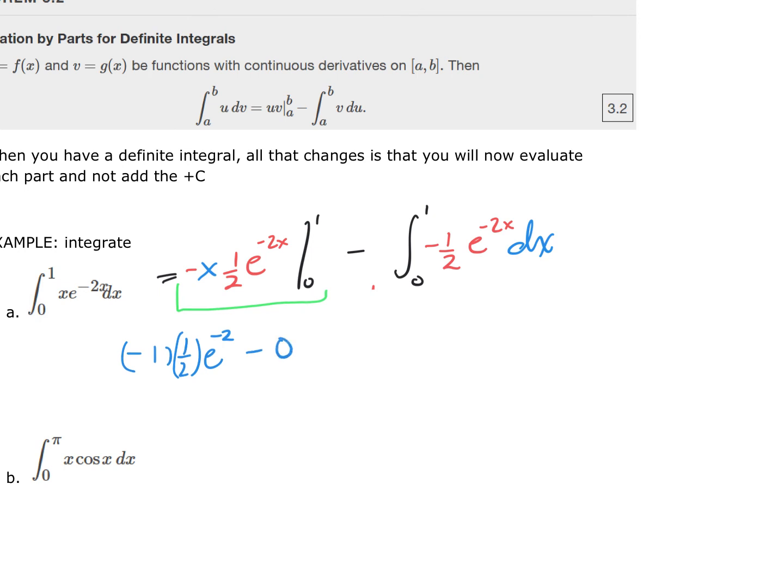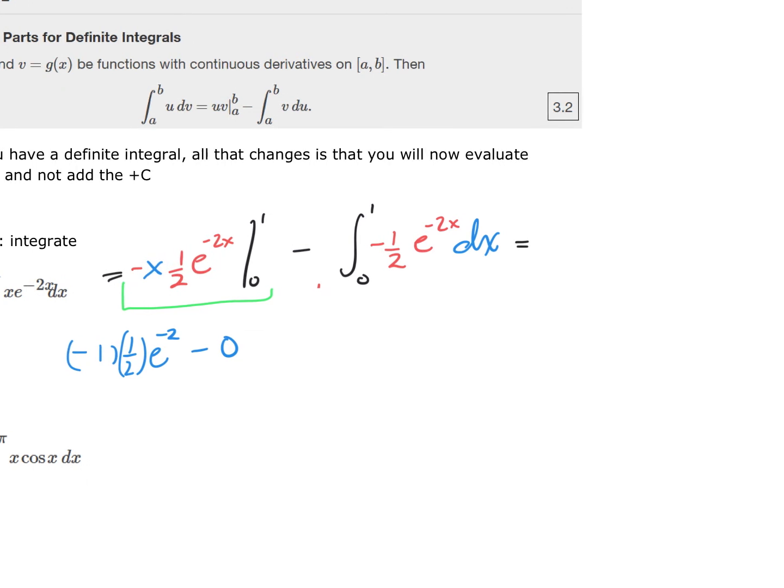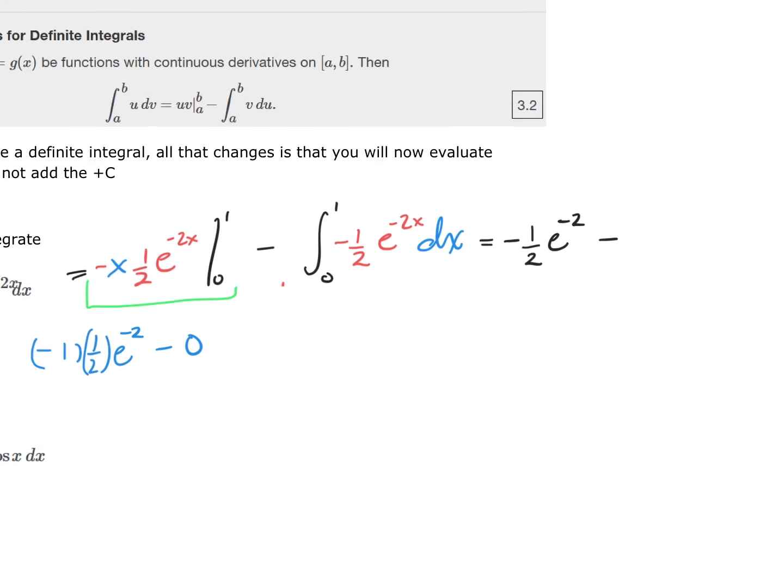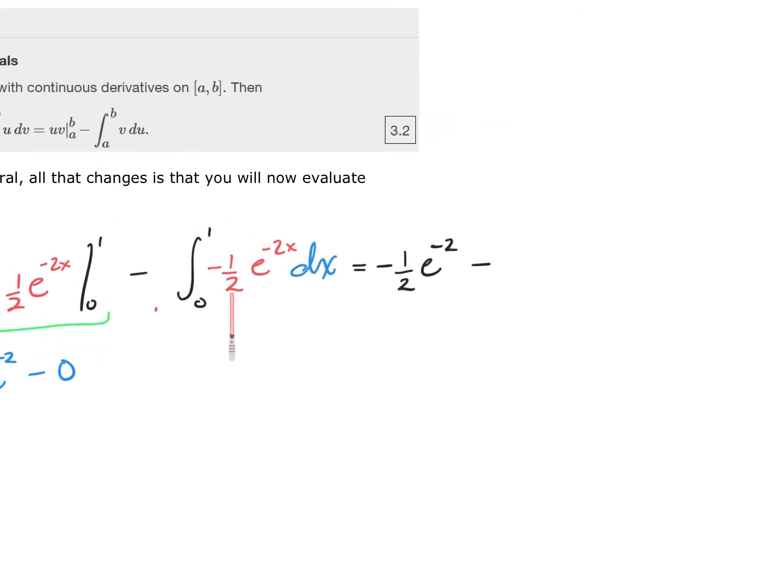So this becomes negative 1/2 e raised to the negative 2 minus... And I'm just going to do my regular integration here. And so this negative becomes a positive. However, when I integrate this, I'll need to have a negative again. So it's a negative 1/4 e raised to the negative 2x, evaluated from 0 to 1.